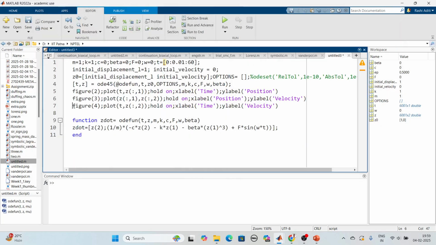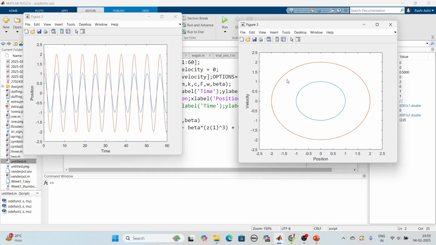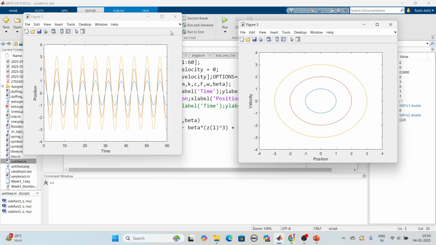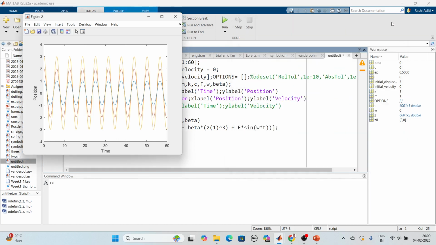Now what will I do? I'll maybe suppress this figure 4. I don't want it. Now I'll change to 2. Now see what happened. My amplitude of oscillation changed from 1 to 2. Now if I again change it to 3, see what happened. So with the change of initial condition, the kind of periodic orbit that the system is following is actually changing. The amplitude is changing, correct? Now this is a periodic response.